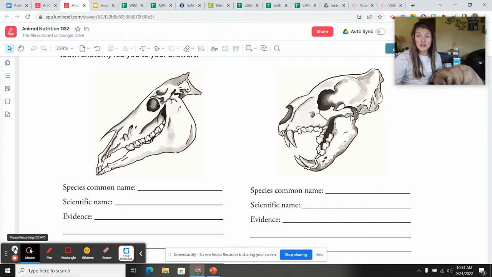So, hope this helps a little bit with our data set 2. And then data set 3, your next and last one, you're going to be doing a little bit of math.